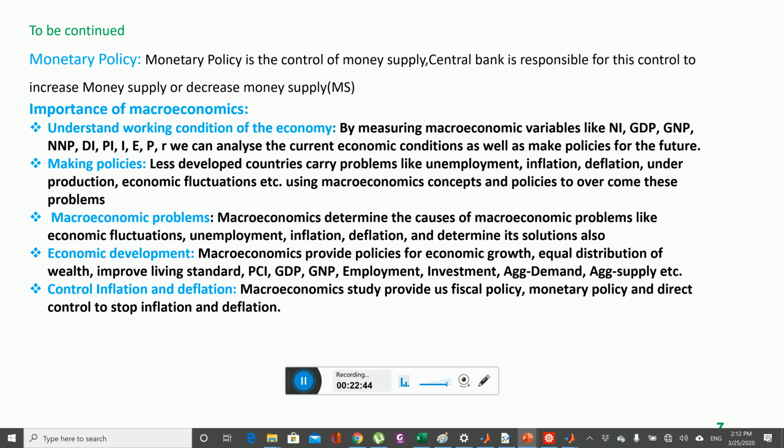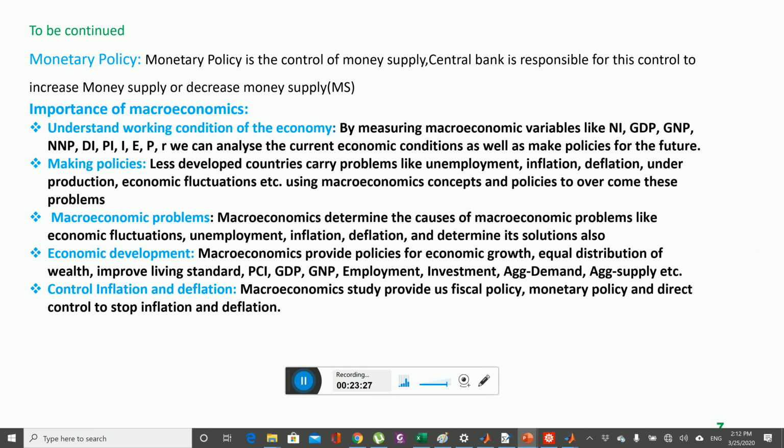Macroeconomics, again I'm telling you, provides us fiscal policy, monetary policy, or direct control to stop inflation and deflation. Look, if there is inflation, economics identifies that the reason is aggregate demand. Demand is more than supply. Demand is more than the output. That is why macroeconomics gives you tight, contractionary fiscal policy and contractionary monetary policy to solve this problem of inflation.